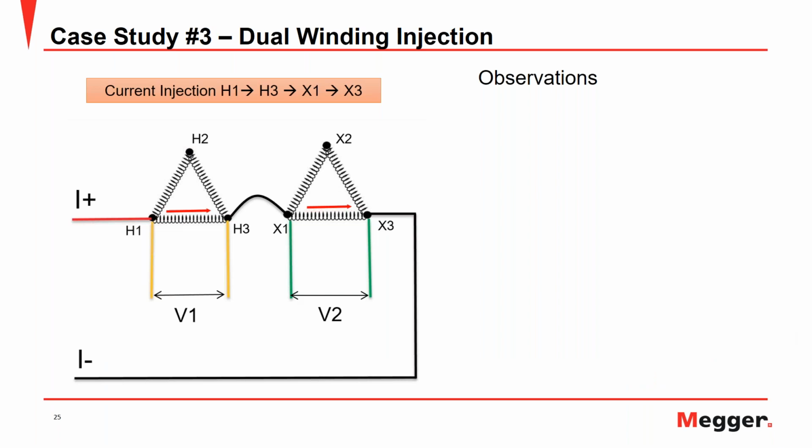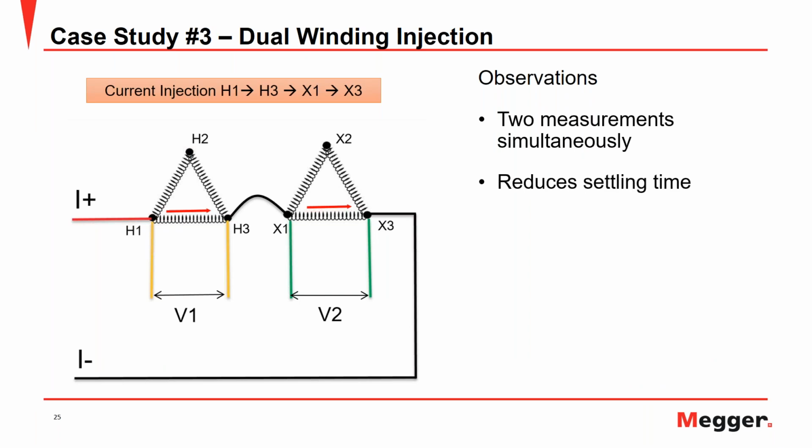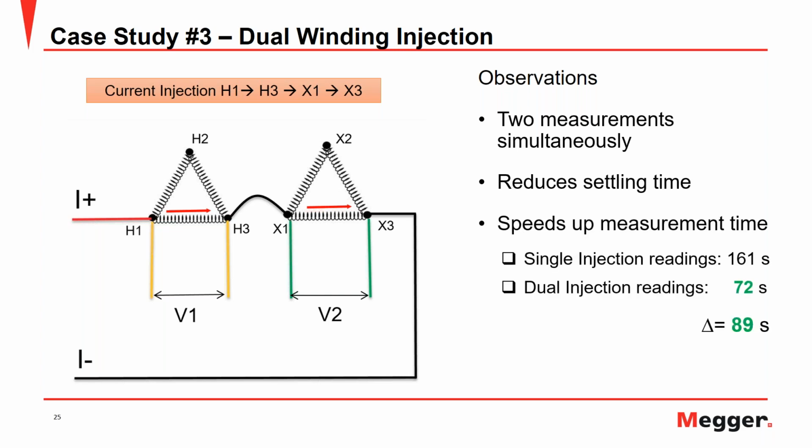So what were our observations for dual winding injection? First, we get two measurements simultaneously. And because of the nature of these connections and how we are achieving core saturation, it reduces the settling time of the reading. And this will lead to quick measurements and a shorter time to stabilize those measurements. As we saw, for single injection readings, it took us a total of about 161 seconds. But those same readings were obtained in just 72 seconds when using the dual injection technique.